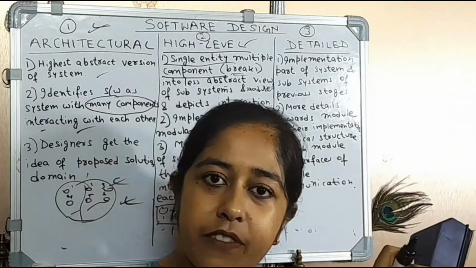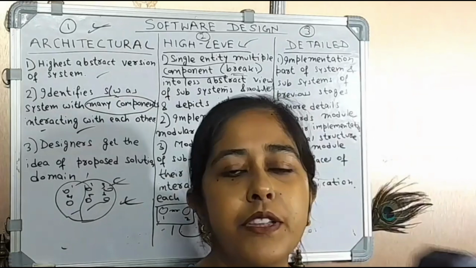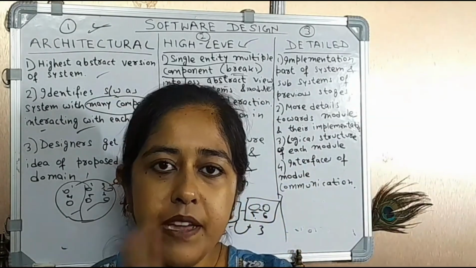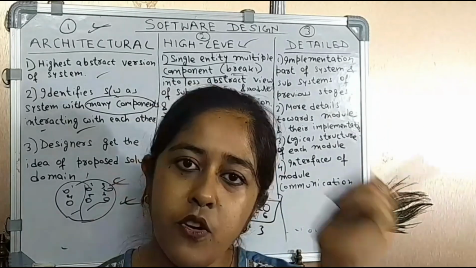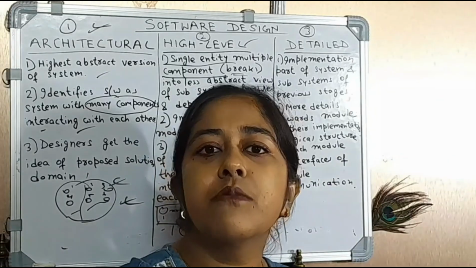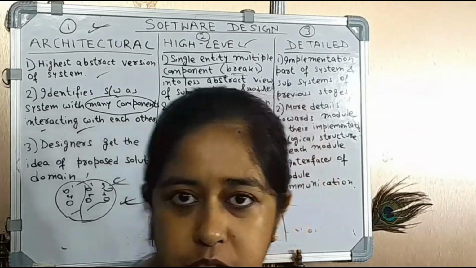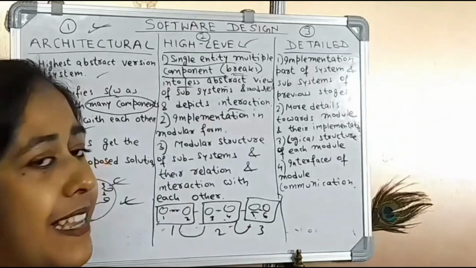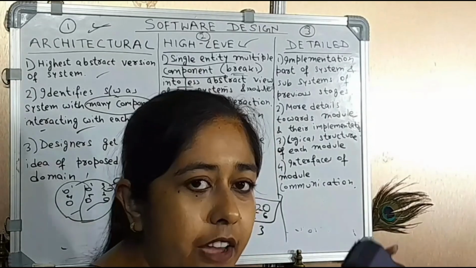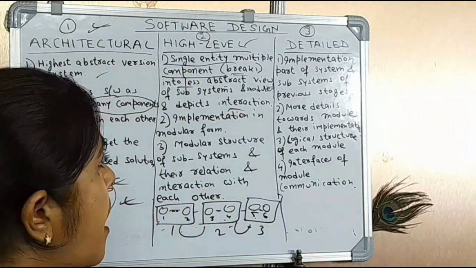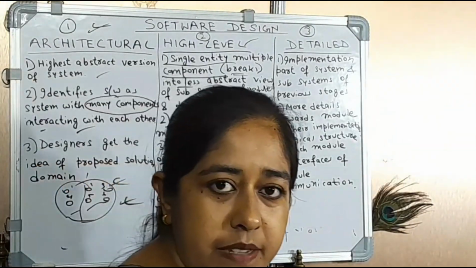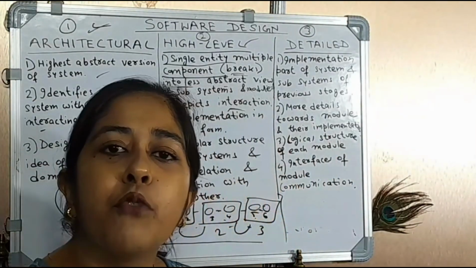Then in testing, what were we doing? We were working first with the modules, then components and subsystems, then the whole system. Here it is in reverse direction. First of all we are working with the whole system, breaking it into subsystems. Then in subsystems also we are working with their small modules. So here it is less abstract than the previous one. The previous one was the highest abstract level. Now here it is a less abstract level than that one. But it is breaking the whole thing: single entity, multiple components, breaking it into subsystems, then again into different modules.